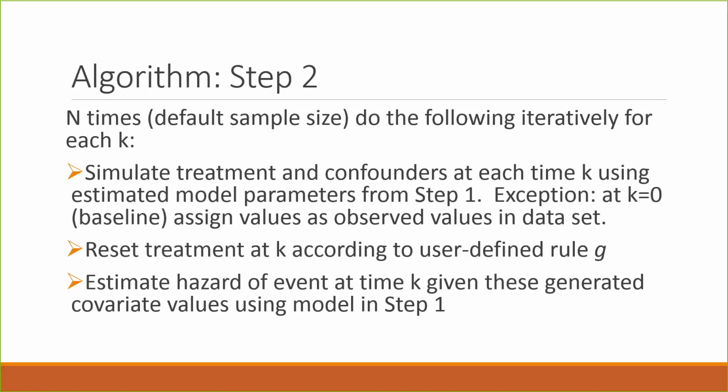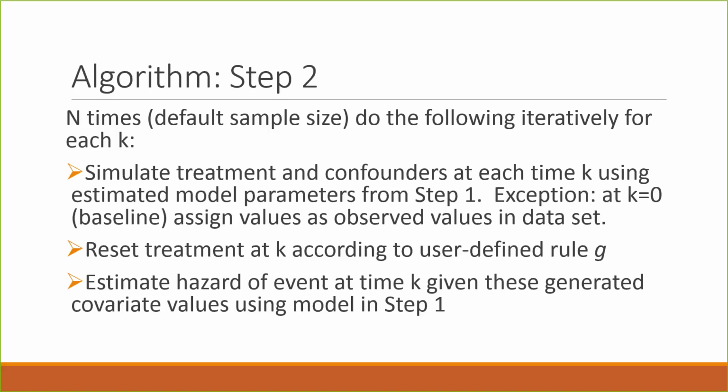The exception is going to be at baseline. I'm going to just assign the values in the observed data. I'm only going to simulate after time 0. So after I've simulated or looked at the observed values at the baseline time, I'm going to see, is this treatment value consistent with my rule G? So for example, if the rule is, let's start with something simple, never treat, if I simulated a 1 for treatment for that person, then I'm going to change it to 0.